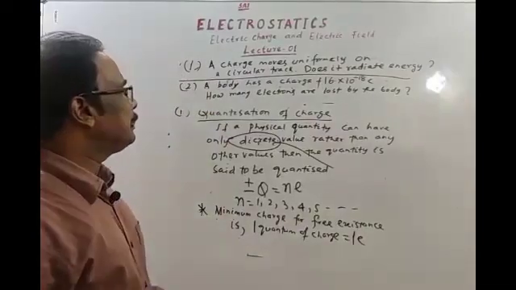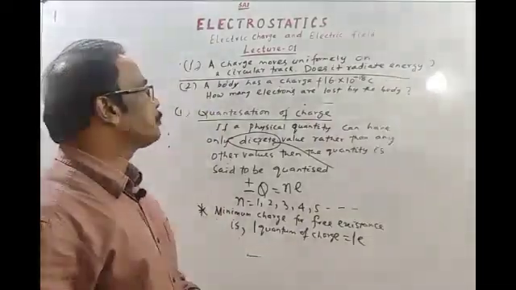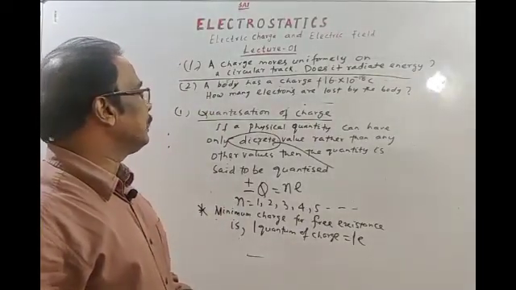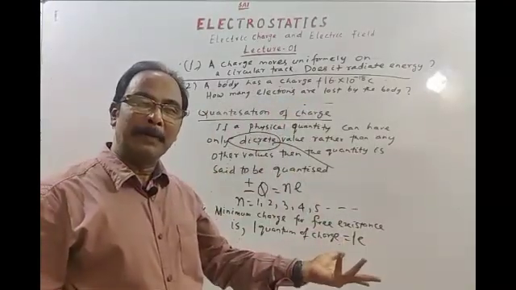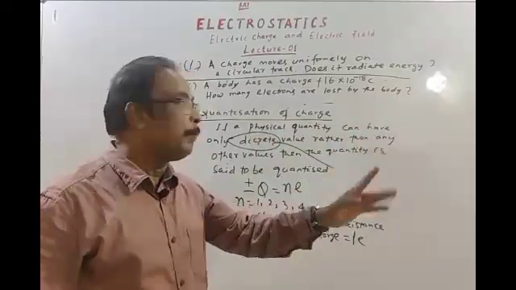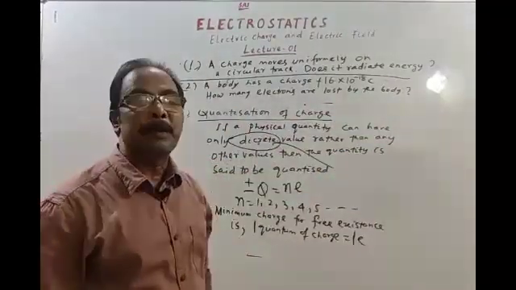Okay. A body has a positive charge of 16 into 10 to the power minus 18 coulomb. If the body is positively charged, then it has lost some electrons, means electrons are transferred from the body. Then how many electrons are left by the body?